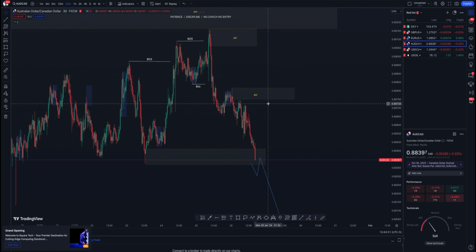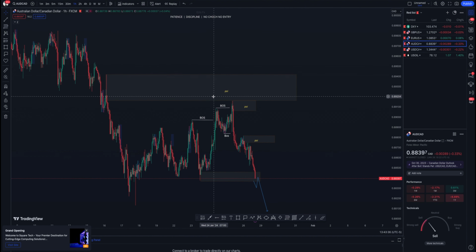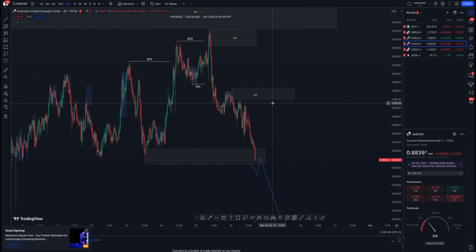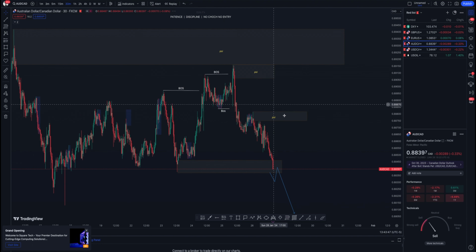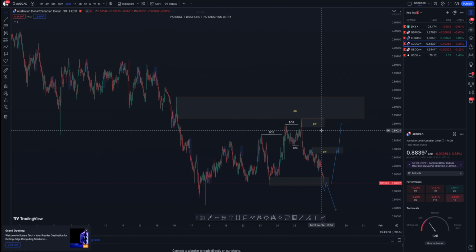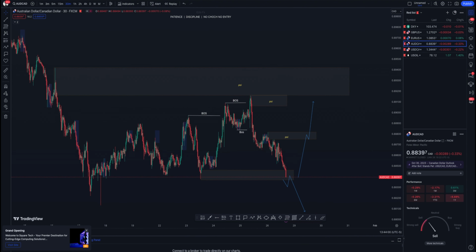So AUDCAD, which is one of my favorite pairs. Alright, so it's pretty much all price action here. Look, the last order block, but it's been mitigated. But if you go to the minute 30, it hasn't. Quite interesting. So price could go up here, or here as well. So that's my setup for AUDCAD.